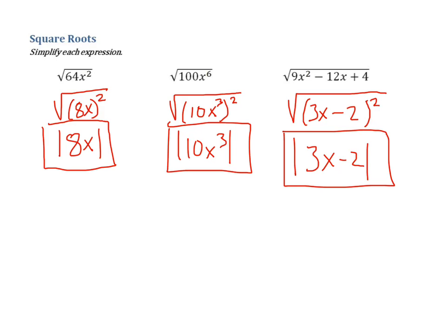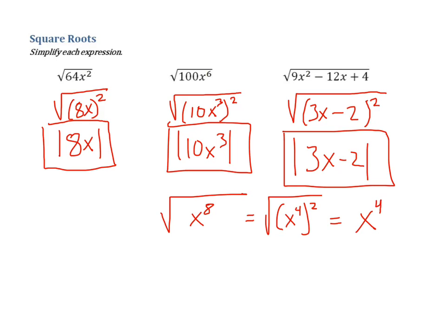One more little example to make note of. If we have something like x to the 8th, well, that is the square root of x to the 4th squared, which is x to the 4th. Now in this case, we don't need the absolute values because x to the 4th is always positive. So we don't have to put absolute values around this because it will be positive anyways. Now let's look at some cube roots.